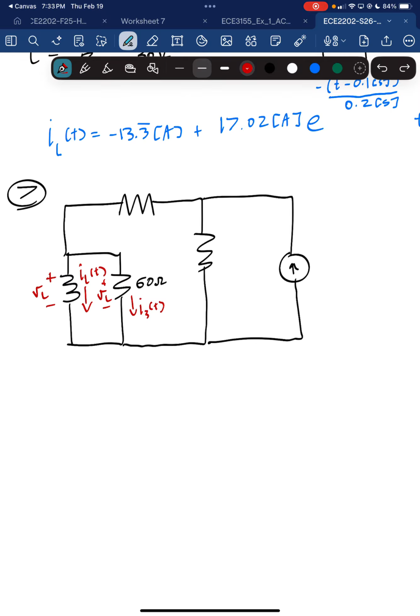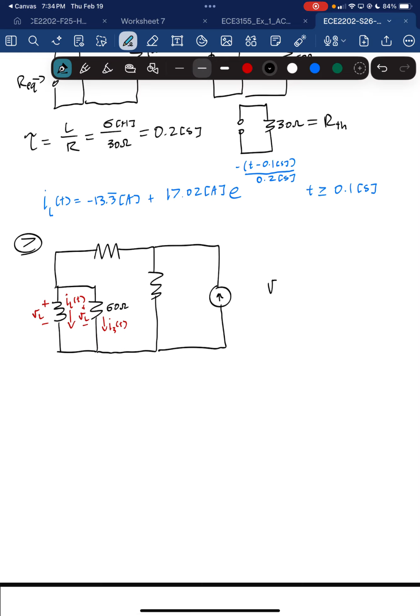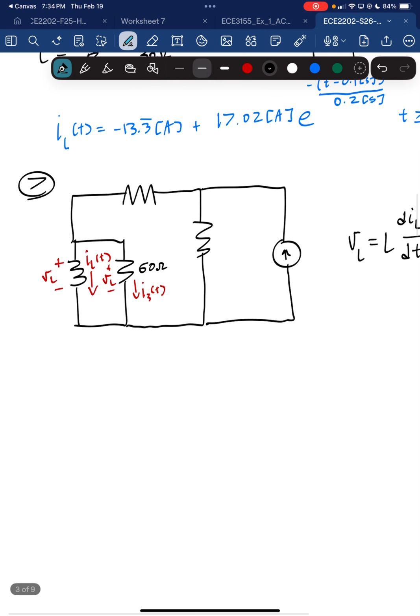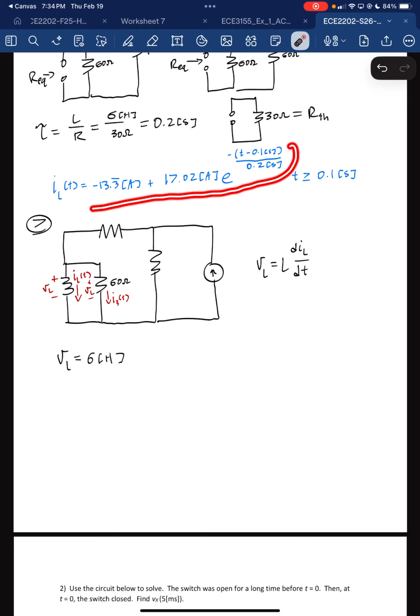Now the reason I'm talking about the voltage across the inductor is because we have everything we need to solve for it, using a very specific and key property of inductors. That is, VL is equal to L times the derivative of IL, dIL over dt. Which means that VL is equal to L, which is 6 henries, times the derivative of this expression.